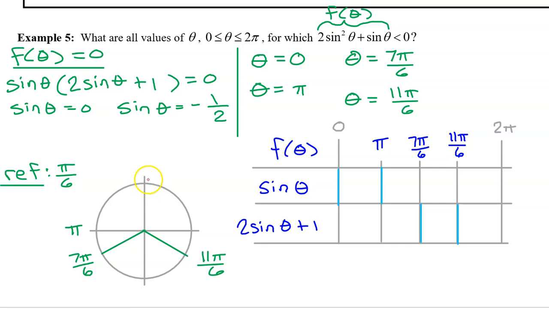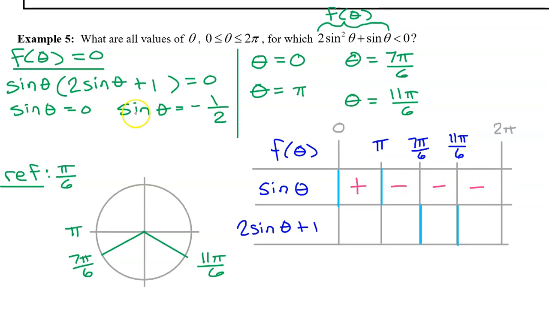At pi over 2, sine, the y value, is positive. So on this interval, sine is positive. Between pi and 2 pi, sine is negative. The y value is below the x-axis. So sine is going to be negative in all 3 of these intervals. Now it's time to decide if 2 sine theta plus 1 is positive or negative in each interval.